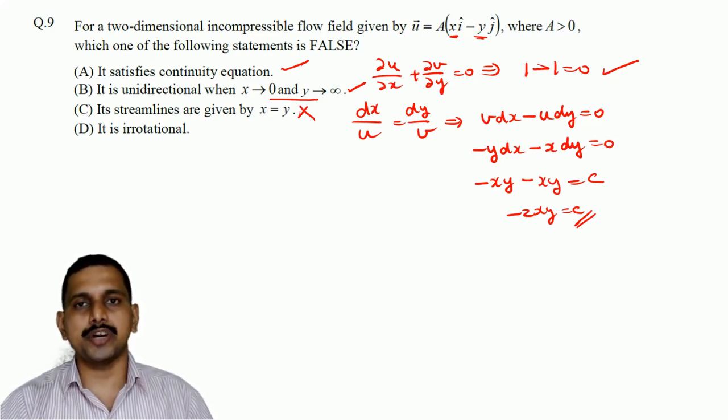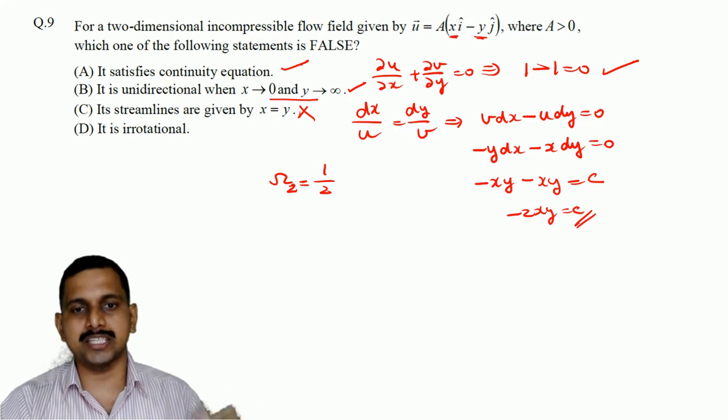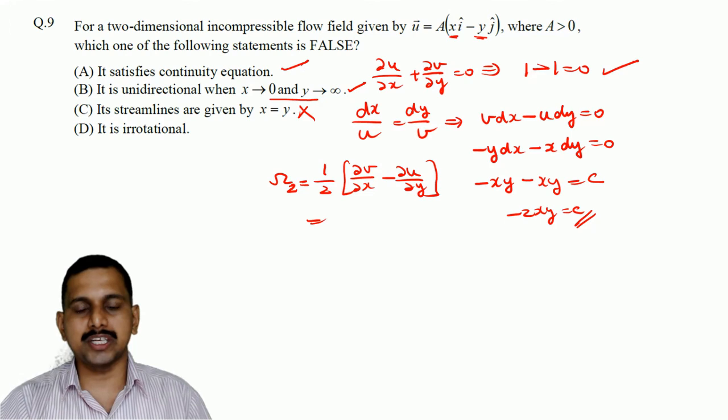So what about it is irrotational? What do you mean by irrotational? If it is irrotational, then what should happen? It is half into the rotationality along the z axis, if z axis is the axis about which it rotates, because this is the xy plane. So this is dou v by dou x minus dou u by dou y. Let us check whether there is some rotation here.